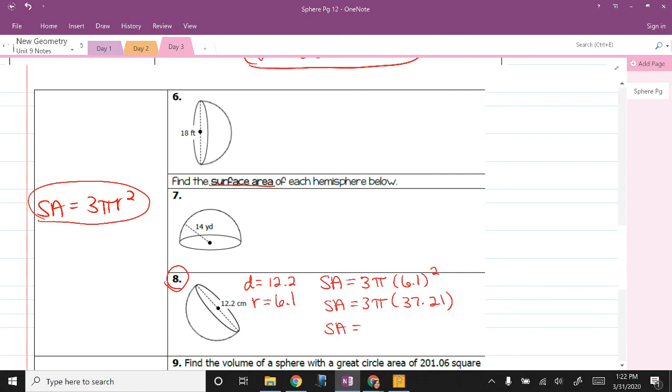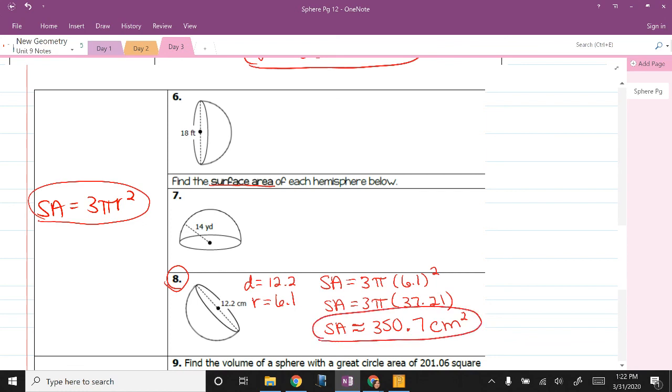So I'm going to do 3 times 37.21 times pi. And I mistyped that, so I'm going to do that again. 3 times 37.21 times pi. And I'm going to round that, so I'm going to use my little approximately symbol. 350.7. And this is surface area, and remember, area has square units, so that's going to be square centimeters.